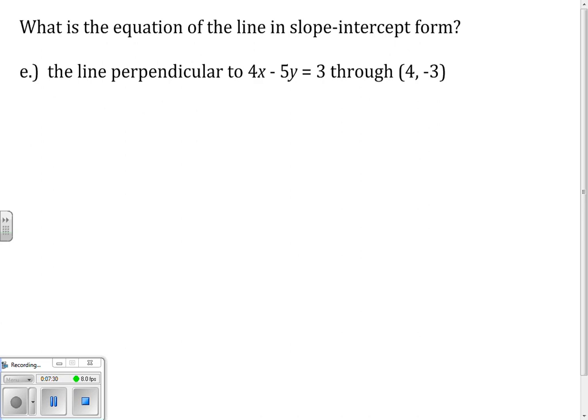Letter E, they want the line perpendicular to 4x minus 5y equals 3. So let's work with that first. I need to solve it for y. So go ahead and take a second, pause the video, solve it for y, and then come back.